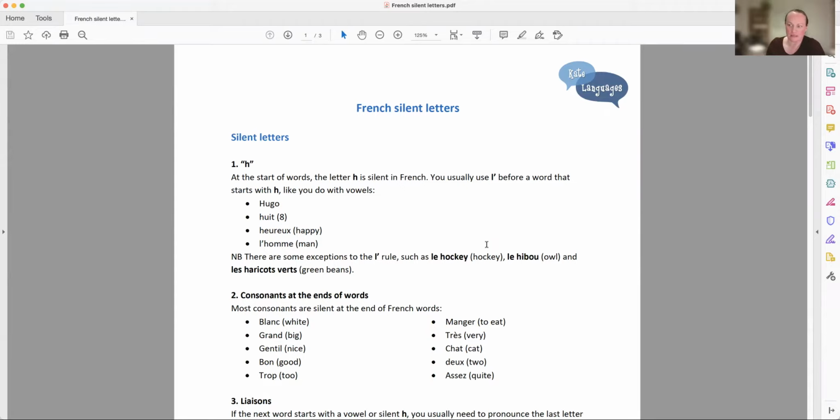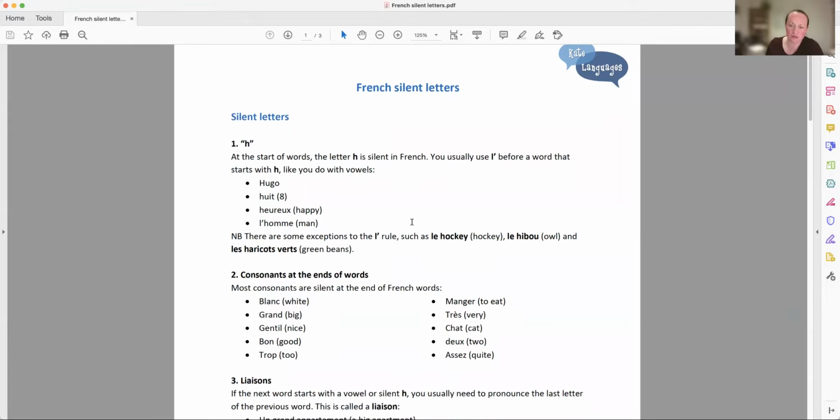So the silent letters at the beginning of words: the letter H is silent, and usually if you're using the definite article, you need to use L apostrophe. And if you're using something like je, then that would contract to J apostrophe. So I live, for example, is j'habite, because the H is silent. And if you're using M, which is a reflexive, myself, again, that becomes M apostrophe.